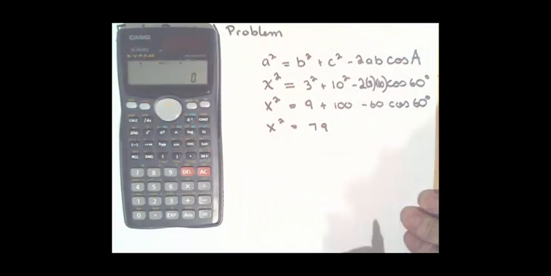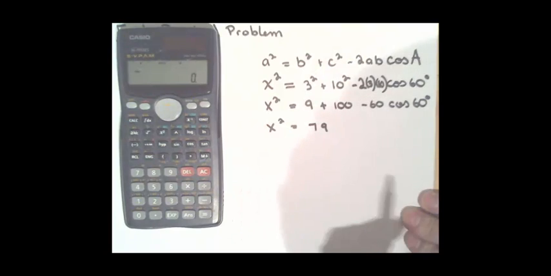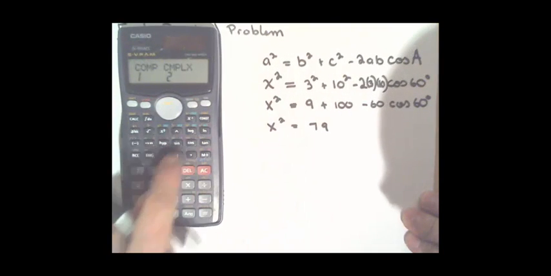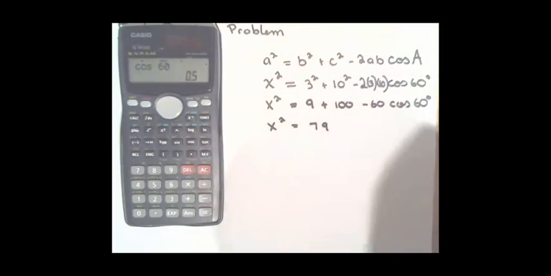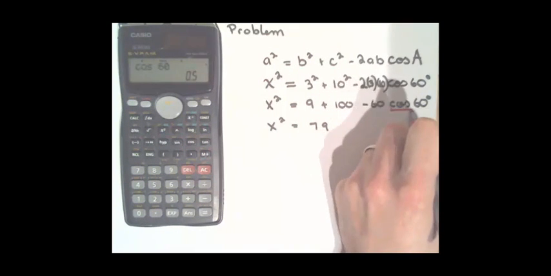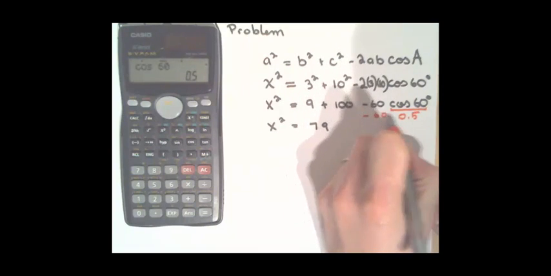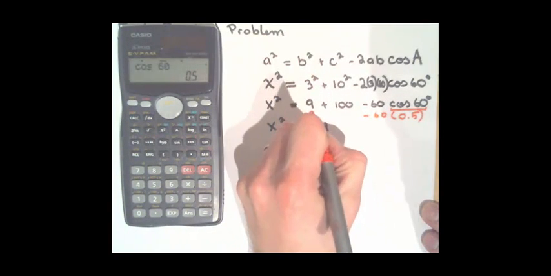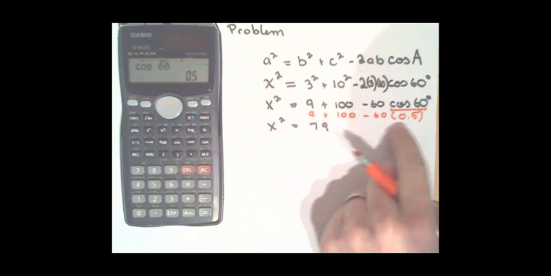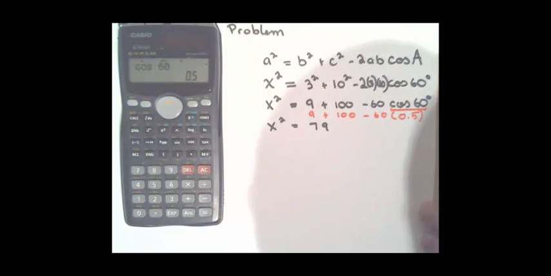Now I realize if you have a different calculator, you could say that's 109. Then I'd probably like you to do cos 60, which is 0.5. And then you'd have to do minus 60 times that. So if you're doing it in parts, the parts you'd do would be 9 plus 100 minus 60 times 0.5. And you see how that's more work? It still gets the job done, and I realize not all your calculators can do it in one shot, but now you've seen both ways.